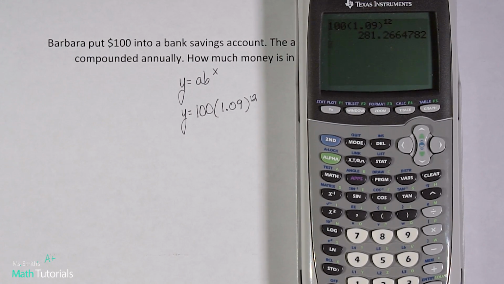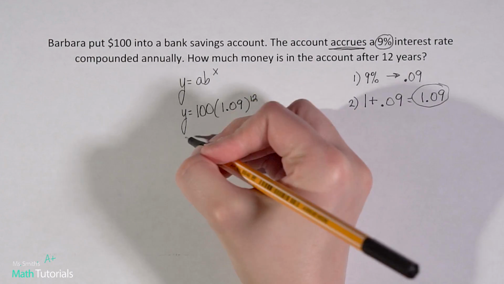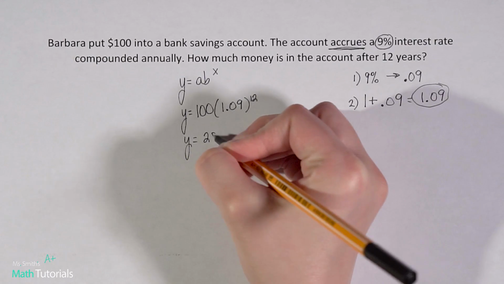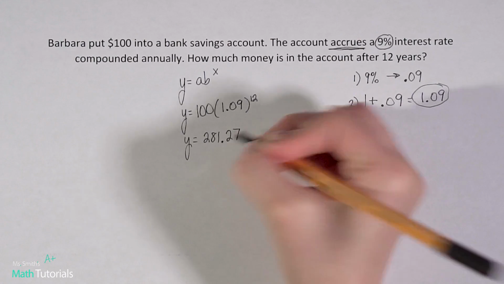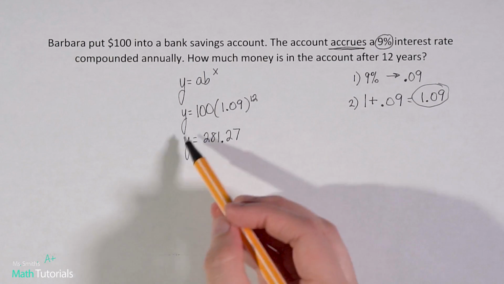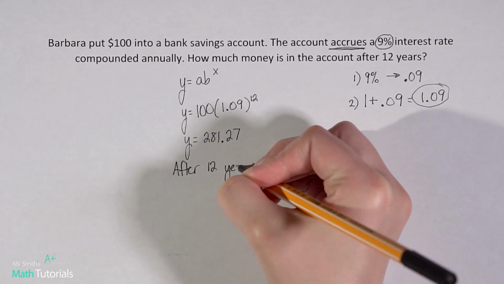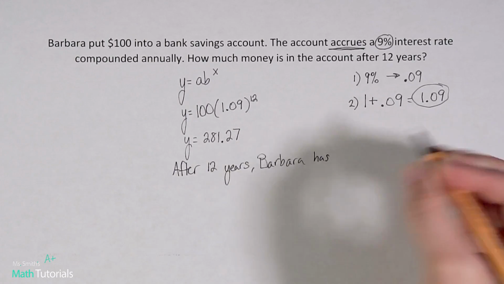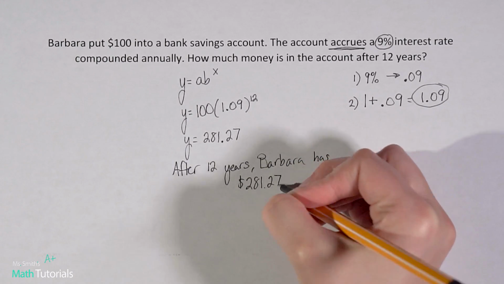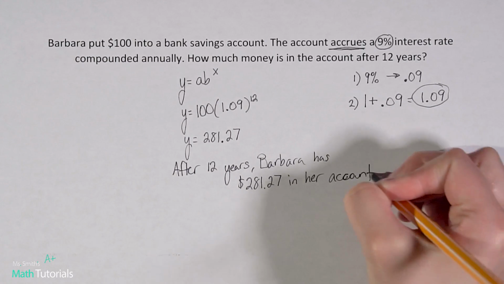All right, now we're talking about money again, so you can either round to the nearest dollar or to the nearest cents. I'm going to do cents in this case. So Y equals 281.27. Okay, so what does this mean? It means that after 12 years, Barbara has $281.27 in her account.